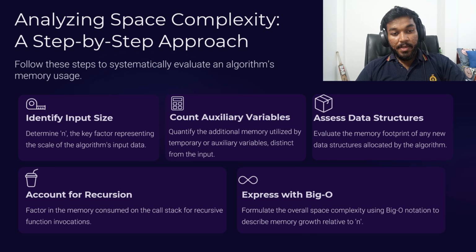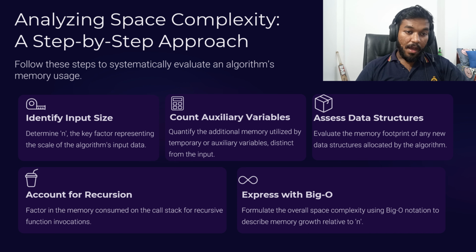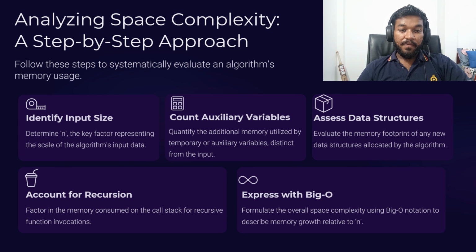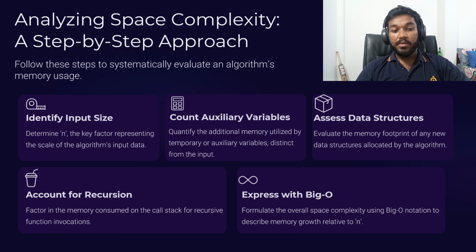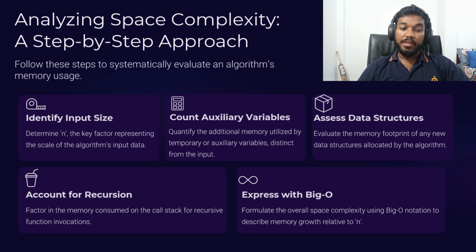To analyze space complexity, follow these steps. Step 1, identify input data size. Step 2, count extra variables used. Step 3, check for data structures like arrays or lists. Step 4, check if recursion is used. Step 5, add all memory used and express it using big O notation.